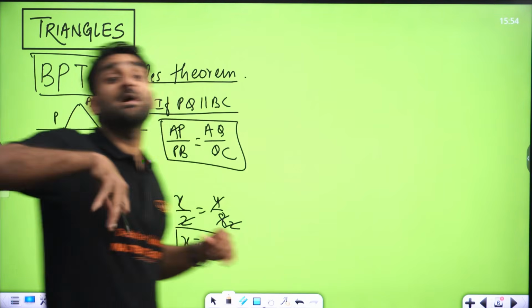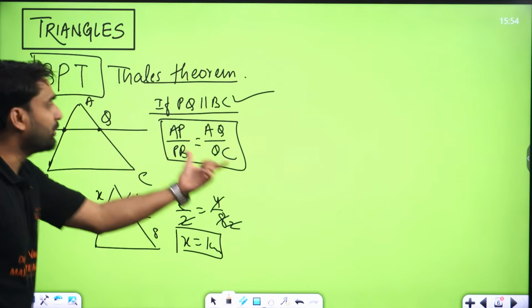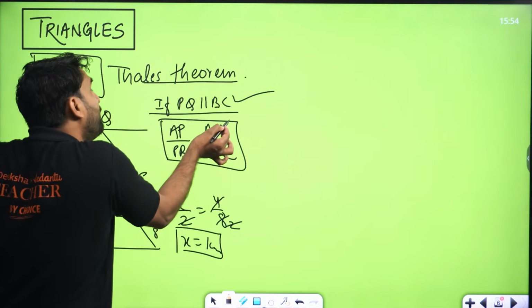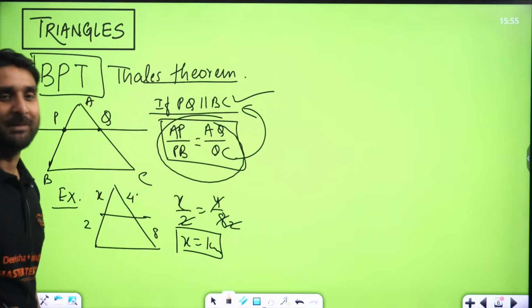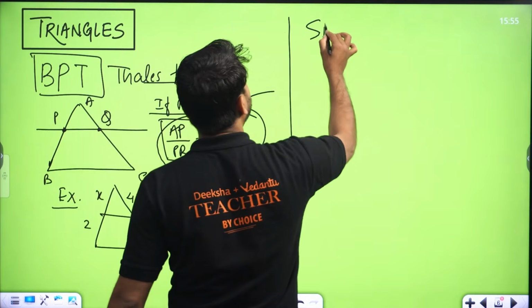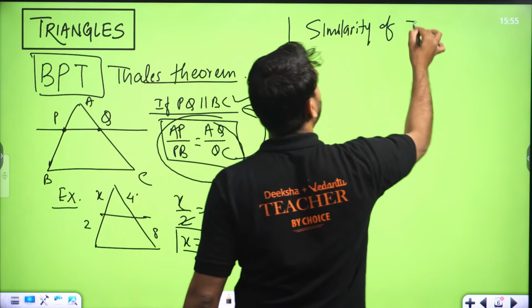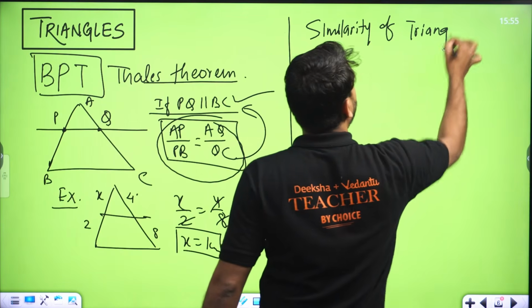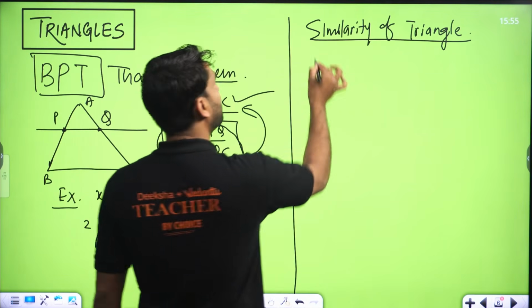Very important, my dear. And the converse is also possible. If you know the parallel condition, you can write this. And if you are already given this, you can say the line will be parallel. So the converse of BPT is also there. And similarity of triangles is important here. The most commonly used similarity criterion is AA similarity.